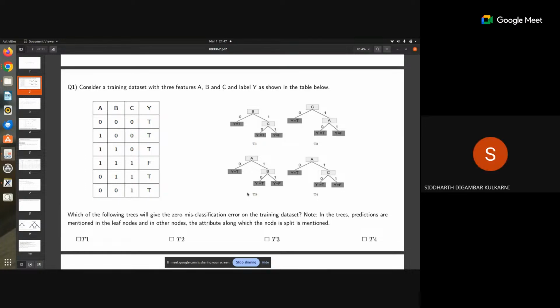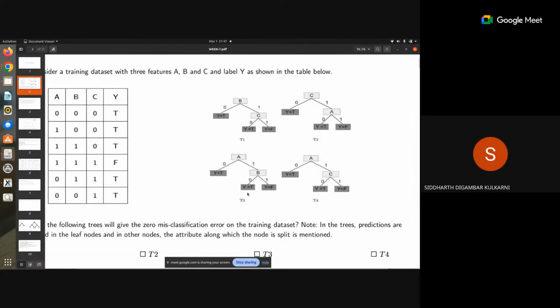The dark ones are all the leaf nodes. You will have to find out which tree. Are you guys able to see the tree properly, or should I zoom it a little bit? Yes, sir. Zoom. Which of the trees will give zero misclassification error? What does that mean? You are able to perfectly classify the data set into zeros and ones.